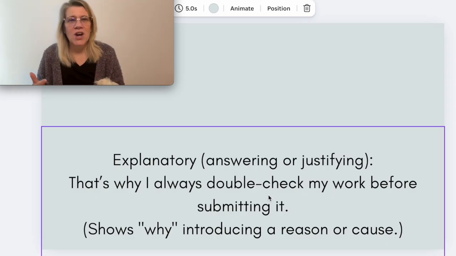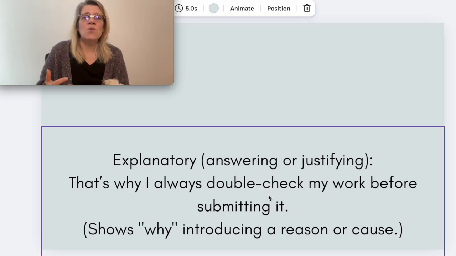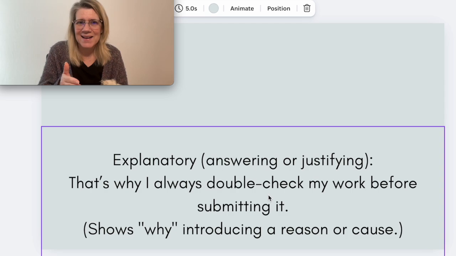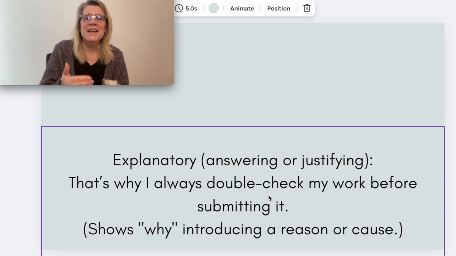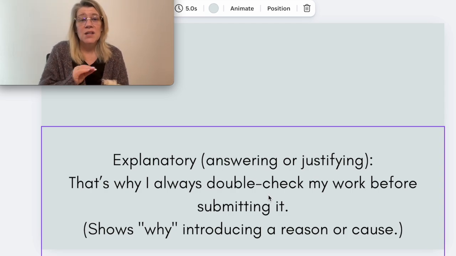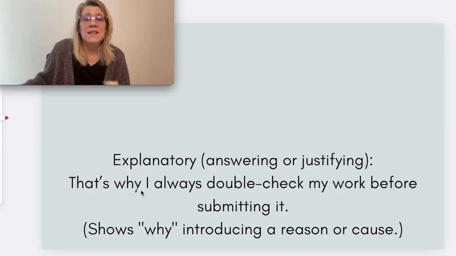I often hear non-native speakers say, "That's why do I always double check," and then they get confused because they think after why they need the verb. But you only need the verb before the subject if you're asking a question. If you're explaining something like you are here, you have normal sentence structure: subject, verb, object.